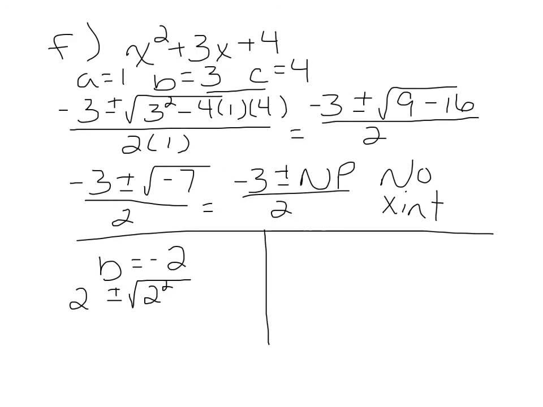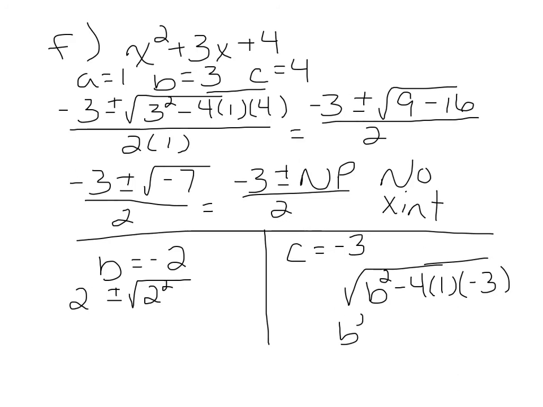If perchance we have a negative C, say C is a negative 3, then when we get into that, B squared minus 4AC. So when we multiply this out, put the minus sign, and then 4 times 1 times a negative 3 is a negative 12. So that will be B squared plus 12.